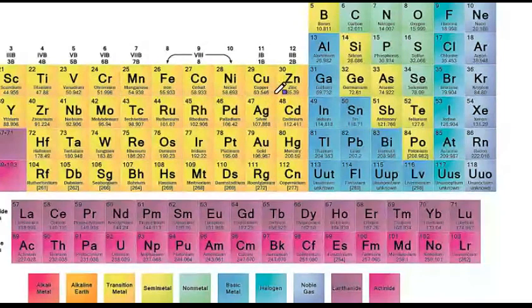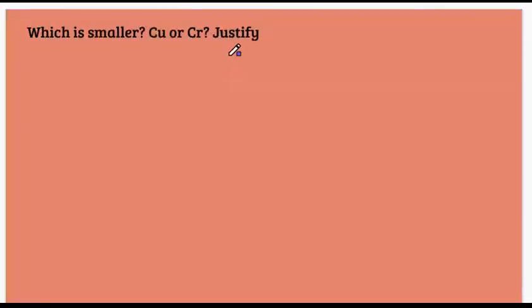Oh, wait, we got to tell which one's smaller. So we got to do it the other way. So copper is the smaller atom. I forgot I was doing larger. So copper is going to be smaller because it has more protons. But you have to talk about both atoms or you will not get credit. So I want you to write these properly. So copper is smaller than chromium.